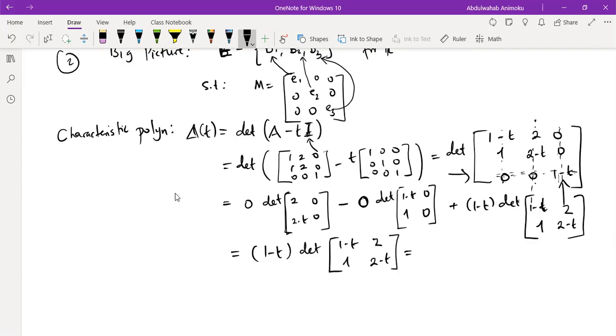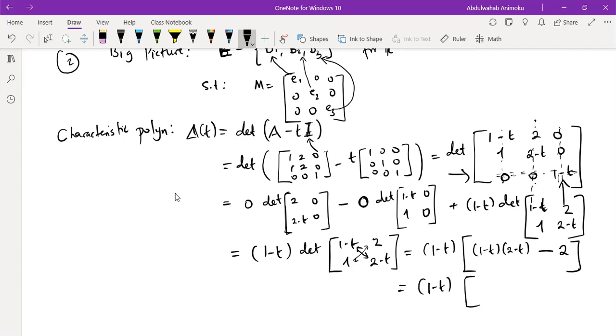Now the determinant of this is just when you multiply the diagonals together minus the other diagonal. So it's just 1 minus t times 2 minus t, then minus 2 times 1, which is 2. Okay, so this is what we have. So now we can simplify.